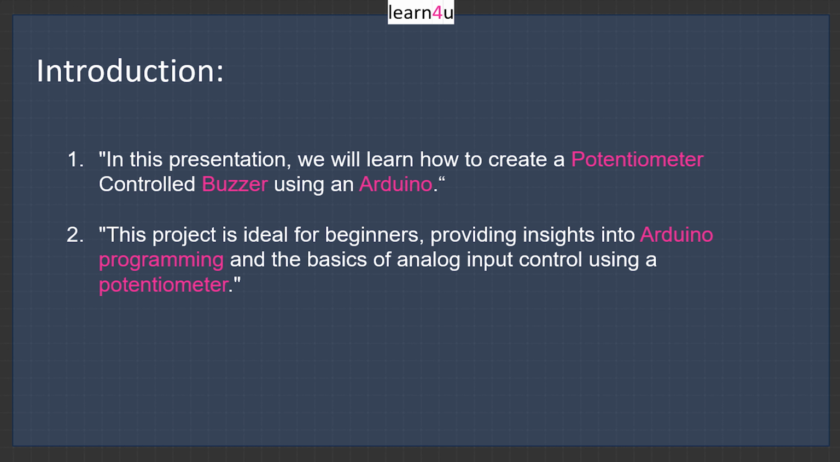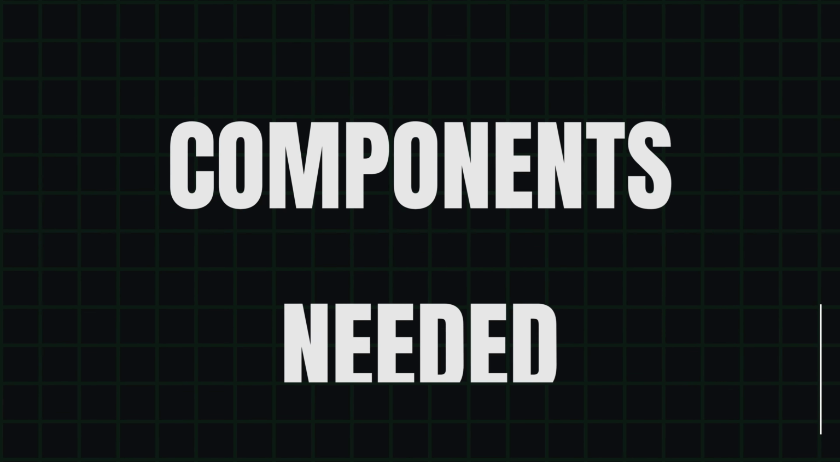Basically, passive buzzer is the electronic component that produces sound using an external signal, unlike an active buzzer. Mostly passive buzzers are used in alarms, timers, and other devices where sound is used as a signal or an alert. So basically, in this video, we will control the frequency of a passive buzzer by using a potentiometer. So let's go over the components we need for this project.